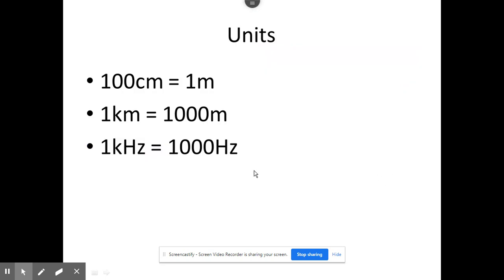Now, a reminder of units. The units that we need to use for the wave equation: meters, hertz, and meters per second for wave velocity. So remember, if it's in centimeters, you've got to turn it into meters. So 100 centimeters equals 1 meter. If that little K there stands for kilometer, K, which is always 1,000, so 1 kilometer would be 1,000 meters. And if you come across kilohertz, which is a fairly common unit for electromagnetic waves, then that K again stands for 1,000, and it's going to be equal to 1,000 hertz.